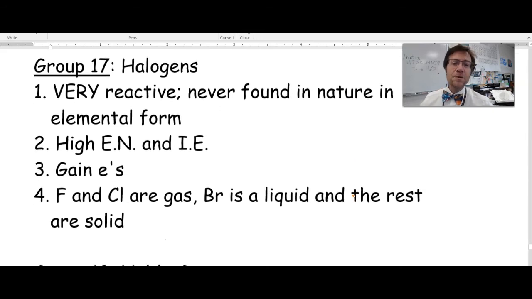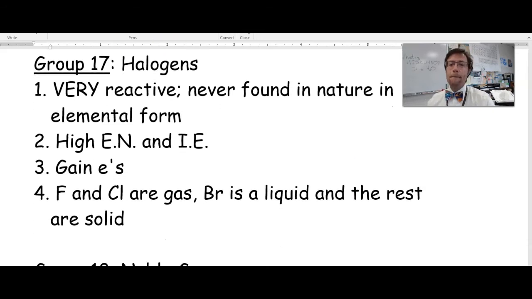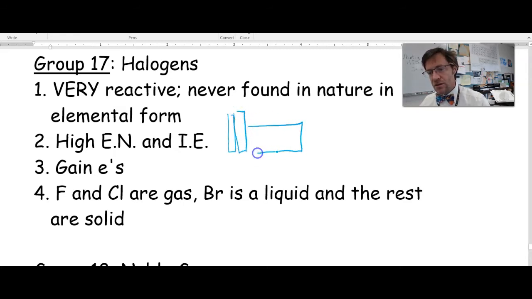All right. So group 17 are the halogens. Group 17, these guys. Group 1, group 2, transition metals, 13 through 16, and group 17, these guys right here, the halogens.